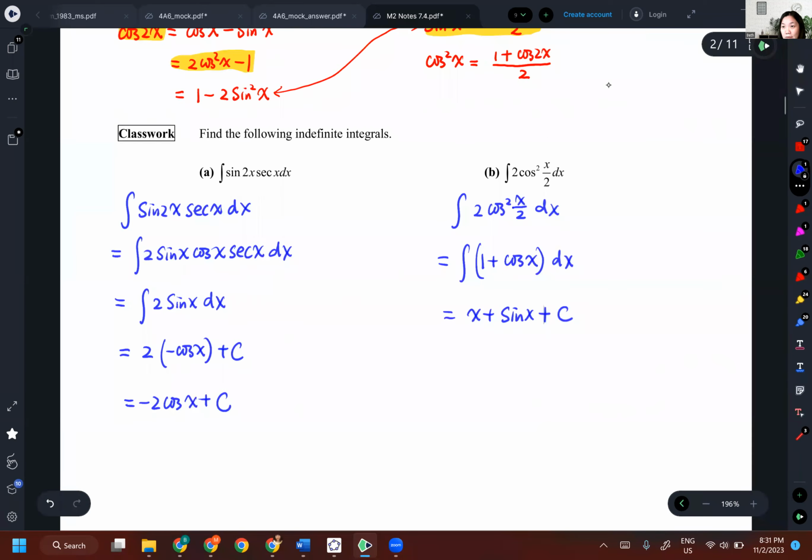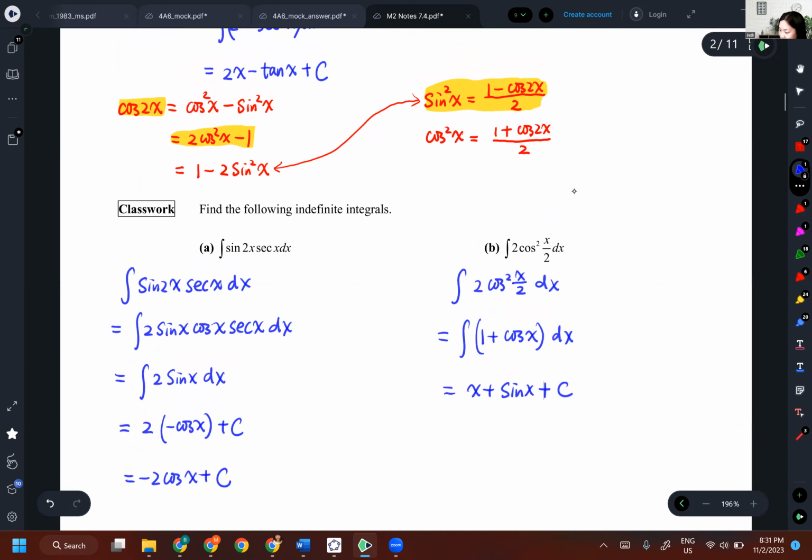Okay. This time quicker. Again, the double angle formula is used. The first one, the answer is negative 2 cosine x plus c. The second one, the double angle formula, is more difficult. You have to use this one to increase the angle and reduce the power.